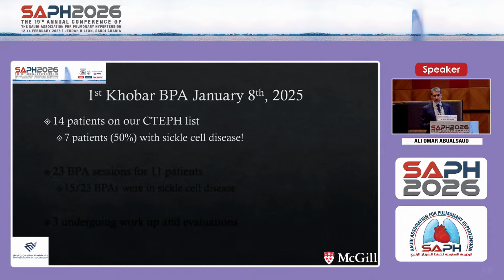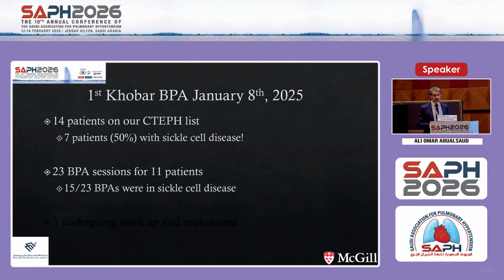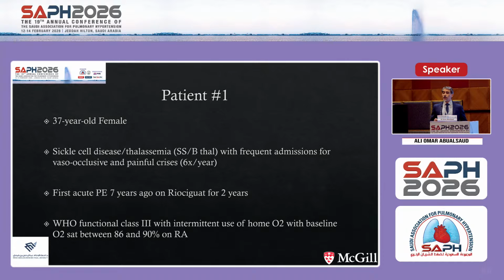This is our CTEPH list at the moment, about 14 patients. 7 of them have sickle cell disease, which is 50%. 23 BPA sessions have been done so far. 15 of them were in sickle cell patients, and 3 are undergoing workup. I'll mention a representative case, or maybe we'll go over our cases, but this is one of the first cases and my brand new experience with sickle cell disease.